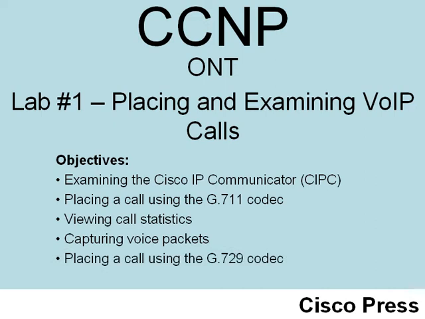And G.729, that does do compression. That is going to require 8 kilobits per second of bandwidth, payload only again, for our audio. We're going to view call statistics for that G.729 call and compare those statistics to the statistics of the G.711 call. Let's take a look at our topology that we're going to be working with.